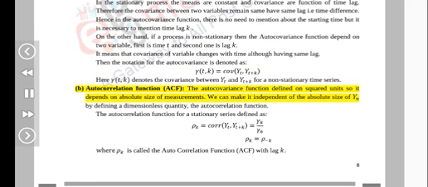B. Autocorrelation function, ACF. The autocovariance function is defined in squared units, so it depends on the absolute size of measurements. We can make it independent of the absolute size of y by defining a dimensionless quantity, the autocorrelation function. The autocorrelation function for a stationary series is defined as rho k equals corr(yt, yt+k) equals gamma k divided by gamma 0. Rho k equals rho −k, where rho k is called the autocorrelation function, ACF, with lag k.